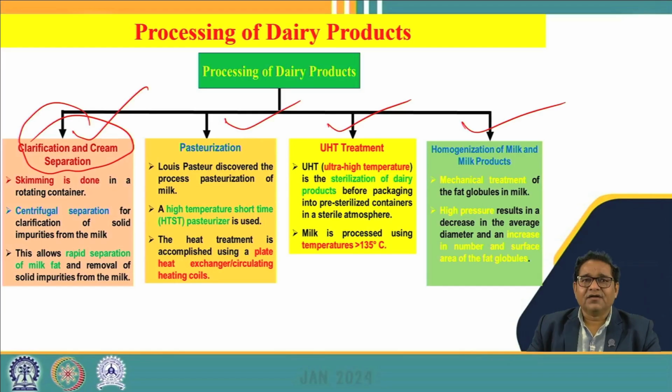Because this process is carried out in rotating containers, during rotation, because of the centrifugal forces, the solid impurities get separated at the bottom, and the cream and butter materials are taken up from the top of the container. So this is the process for separation of the cream and butter from the rest of the milk, and to remove whatever solid impurities are present along with the milk.